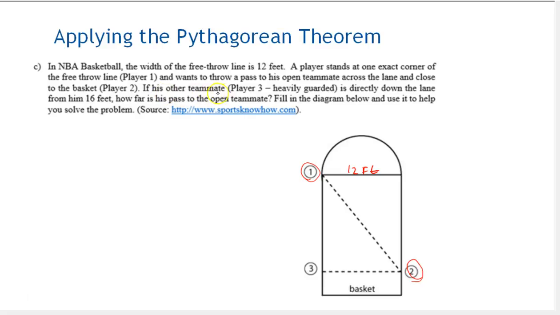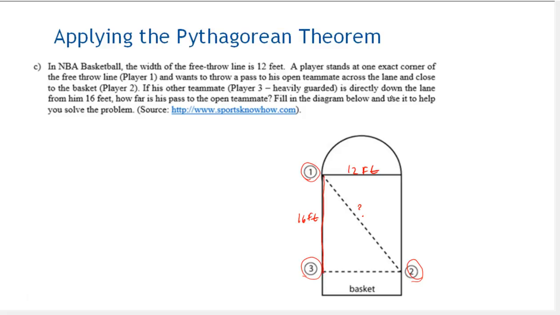If his other teammate, player 3, which is right here, he's heavily guarded, so that's why he doesn't want to throw it to him, is directly down the lane from him, 16 feet, so fill this in. We're told this is 16 feet, this length from here to here. Okay. How far is his pass to his open teammate? So we want to find this distance right here. Fill in the diagram below and use it to help you solve the problem.